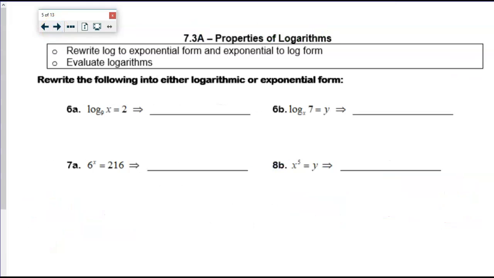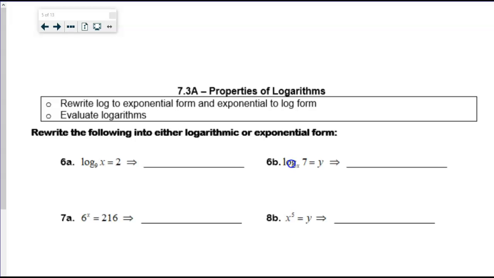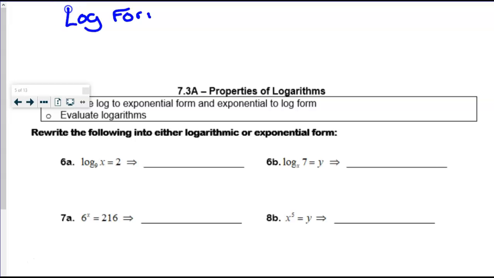All right, so here's some new stuff. What I need from everybody is a really good understanding of those transformational formulas. These are not given to you, and you do have to have them memorized. So what I mean by that is the logarithmic form going to exponential form and vice versa.